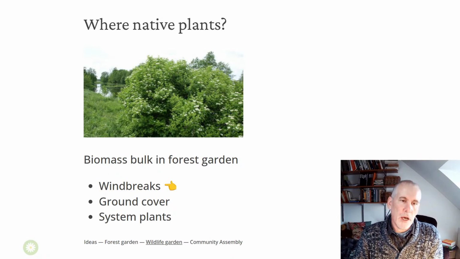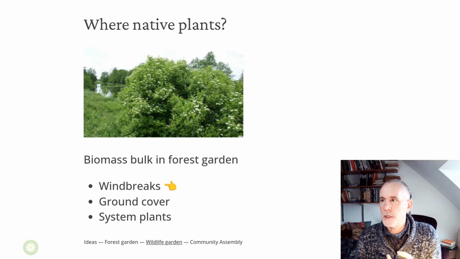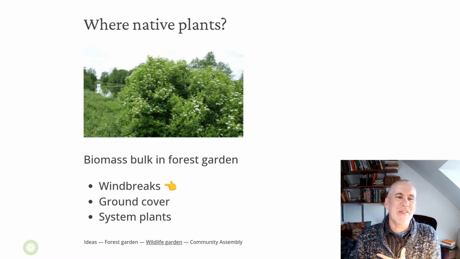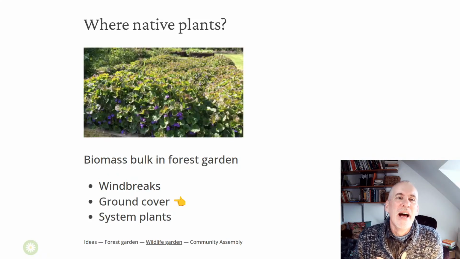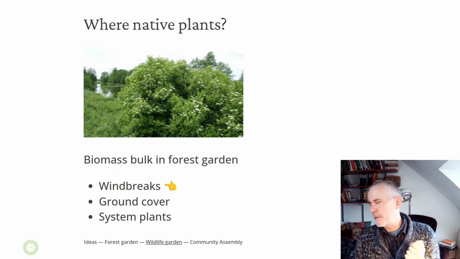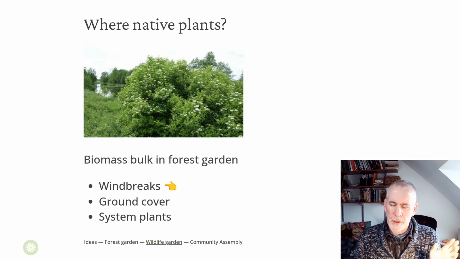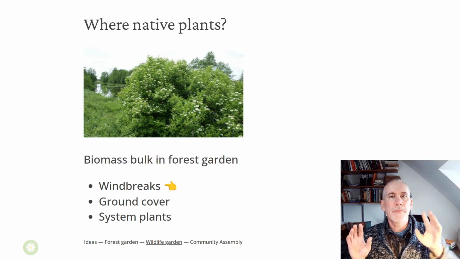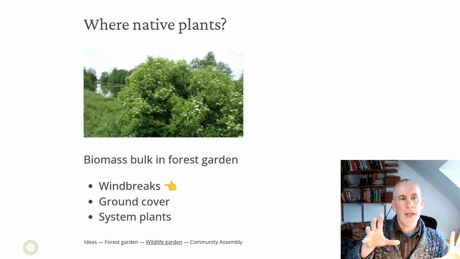So in a forest garden, what you're looking at is windbreaks. Then ground cover. On the windbreak side of things, there's a whole range of different species that aren't commonly used: alder buckthorn, Persian buckthorn, Guelder rose. They can use hawthorn, and there's a lot of these plants that you grow in windbreaks.